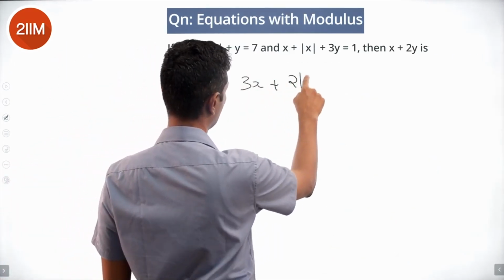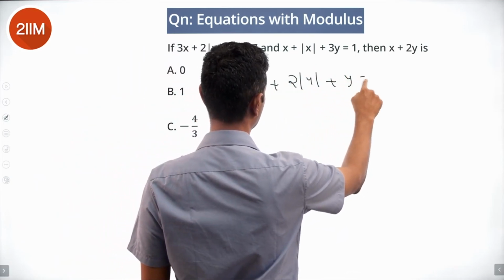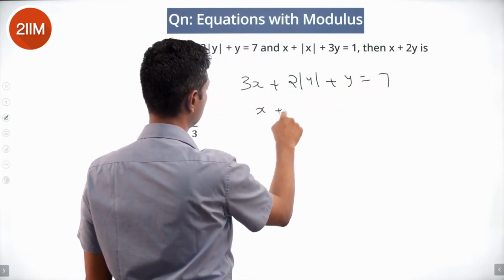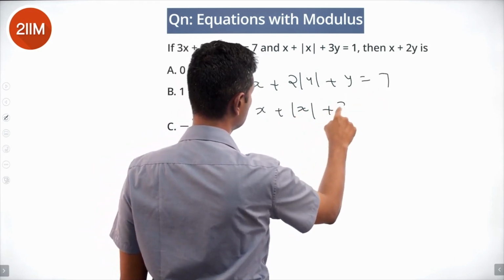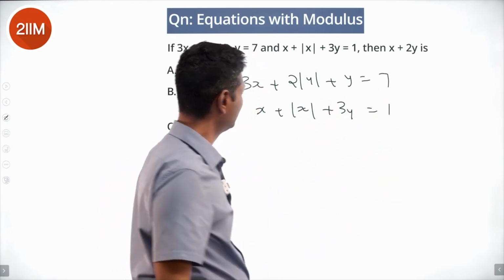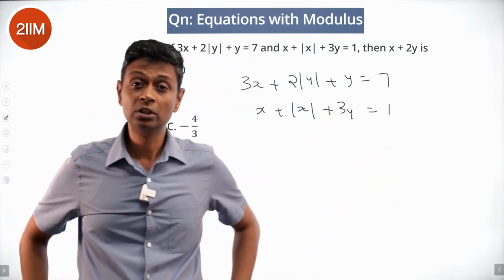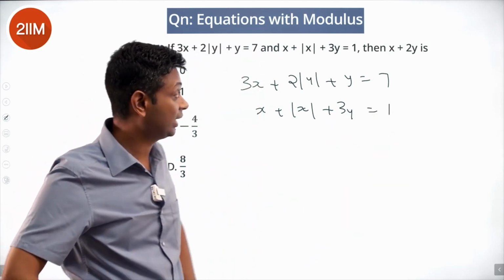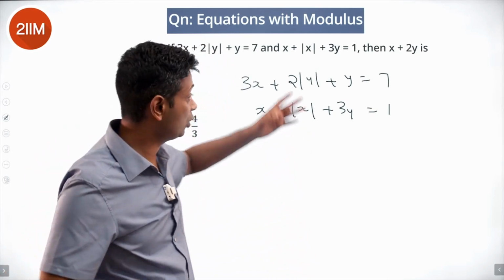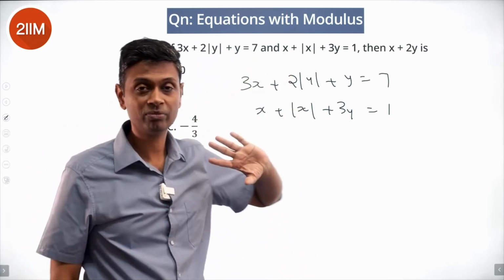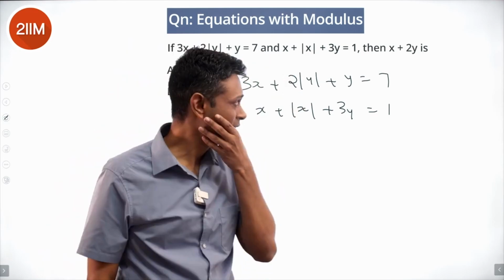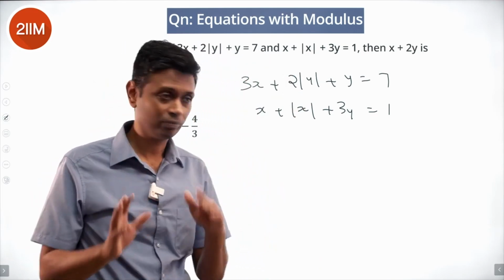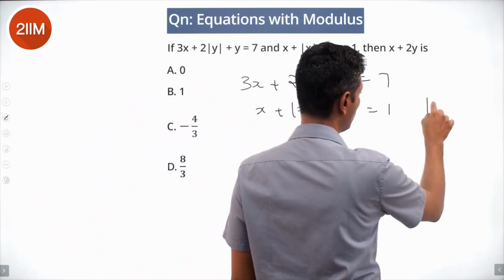3x plus 2 mod y plus y equal to 7. X plus mod x plus 3y equal to 1. We want to find x plus 2y. First I said, look, can I add these two equations and get x plus 2y? Can I subtract one from the other and get x plus 2y? Tough, because there's a mod y here and a mod x here. They're not going to go away in a hurry. Right? So what do we have to do? One beautiful thing. So very simple idea.